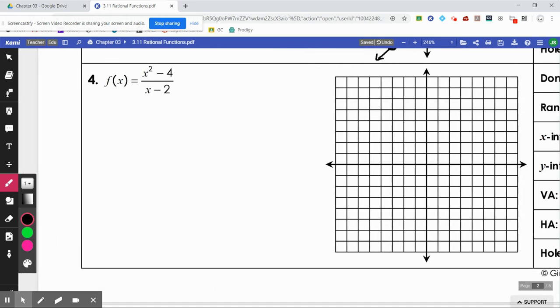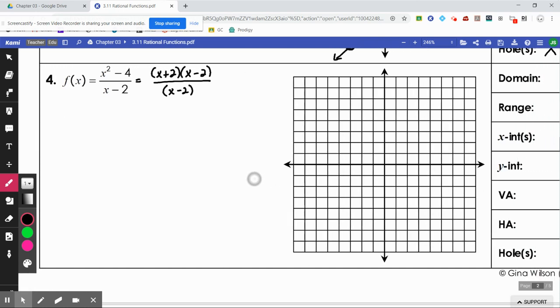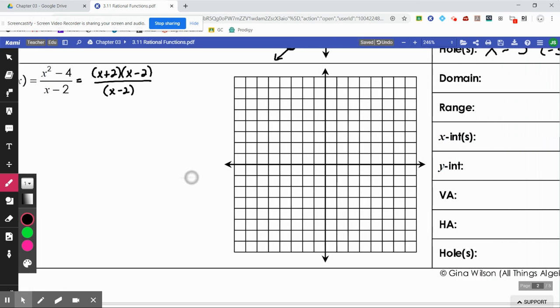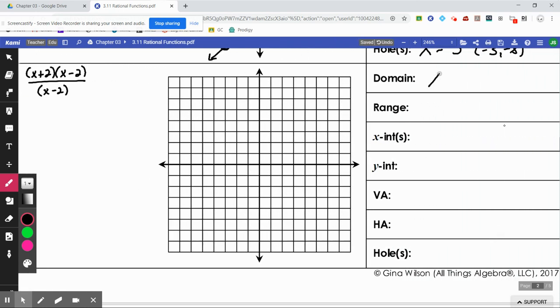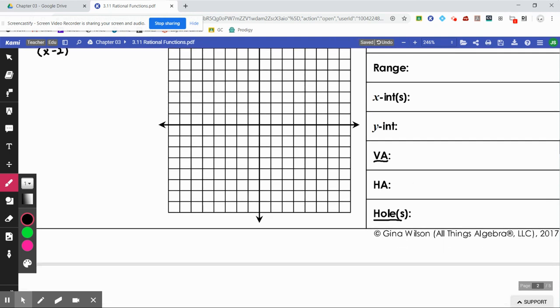Okay, the next one. Let's always factor first. You've got x plus 2 times x minus 2. That's conjugates, difference of squares, factors into conjugates. You have an x minus 2 on bottom. So you have the exact same scenario. You have an x minus 2 on top and an x minus 2 on bottom. So that means that x cannot be 2. Well, what happens at 2? Is it a vertical asymptote or a hole? If there's a factor on top and bottom, it's a hole. So you're going to have a hole at x equals 2.